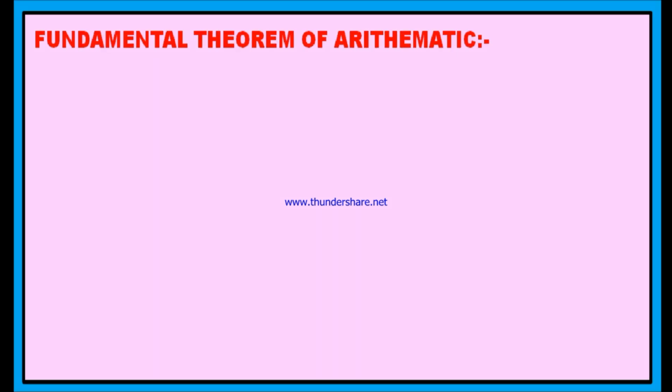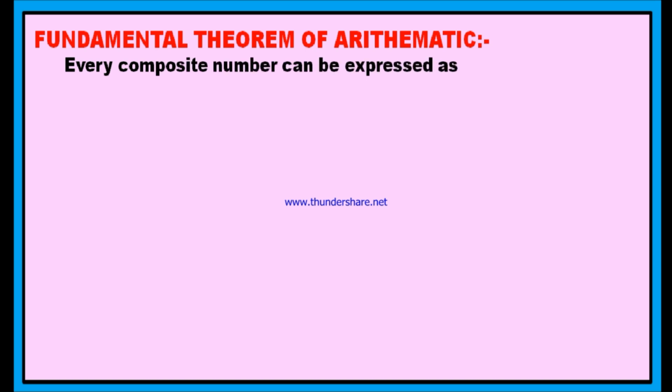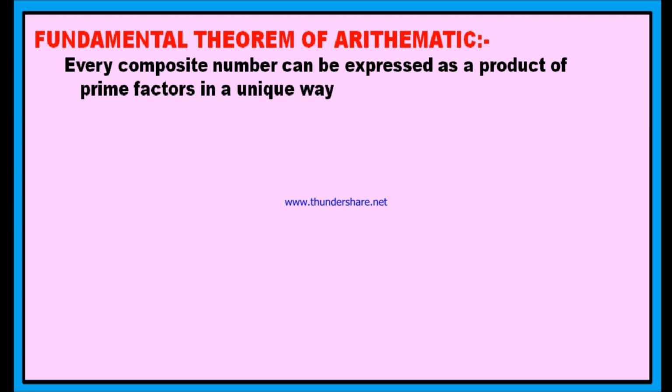Let us see its statement. The fundamental theorem of arithmetic states that every composite number can be expressed as a product of prime factors in a unique way. I shall repeat, every composite number can be expressed as a product of prime factors in a unique way. Unique means in only one single way.